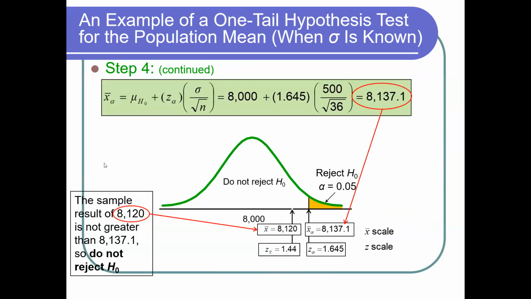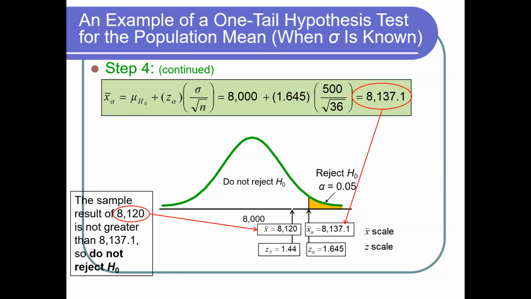So in this case, it will be 8,000 plus 1.645 times the standard error, 500 divided by 6, so it's 83 point something. So it's 8137. So when you look at this, the x bar should be 8136.1. Anything greater than that will be significant enough to reject the null hypothesis.